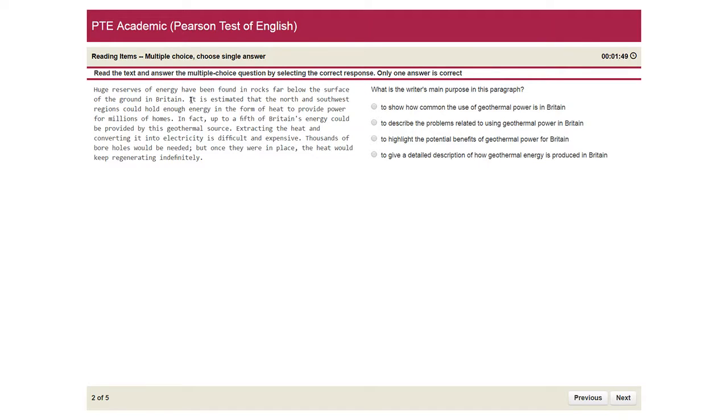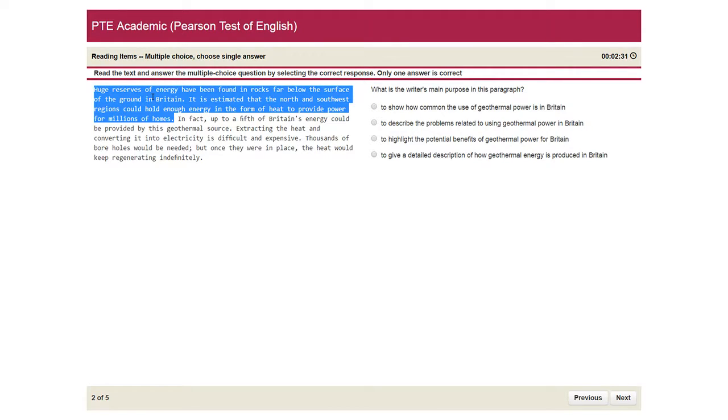Now let's read the second sentence. It is estimated that the north and southwest regions could hold enough energy in the form of heat to provide power for millions of homes. The second sentence is continuing that point, and it is talking about the north and southwest holding enough energy in the form of heat to provide for millions of homes. So the first sentence talks about the power which was found, and the second sentence describes how the power will be used and how it will be beneficial to British society.